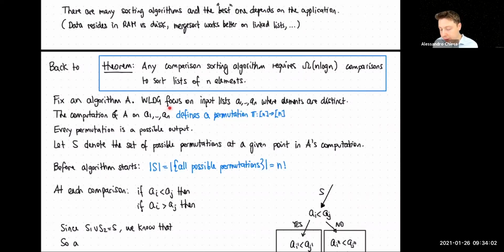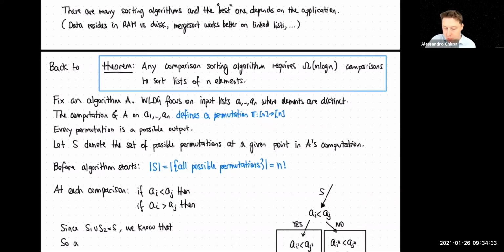Now, without loss of generality, let's focus on input lists, a1 through an, where the elements are distinct. Why? Well, I can do that, right? This algorithm is supposed to work on every single input. In particular, it has to be correct on input lists where all the elements are distinct, okay? All right. Now, notice that when A is computing on the input a1 through an, it is implicitly computing a permutation on these n elements.